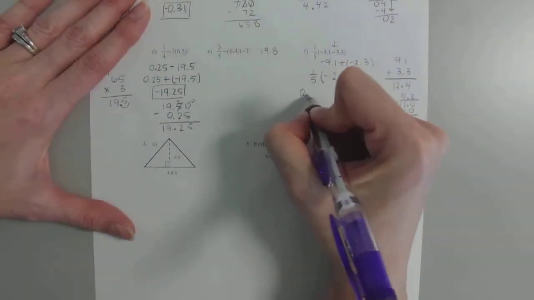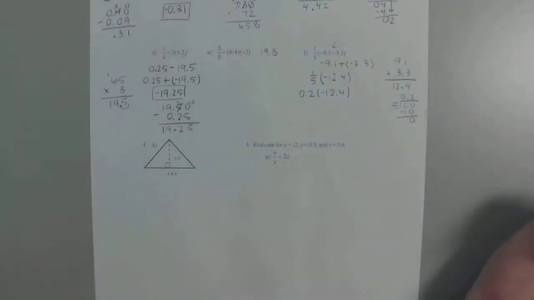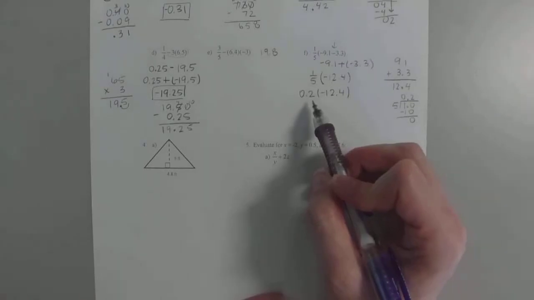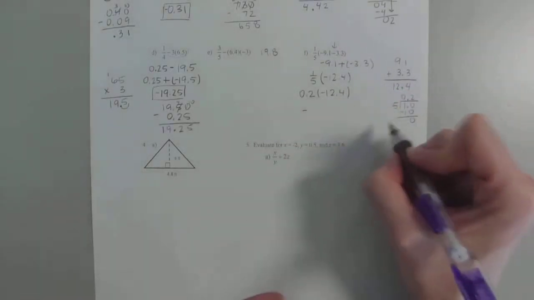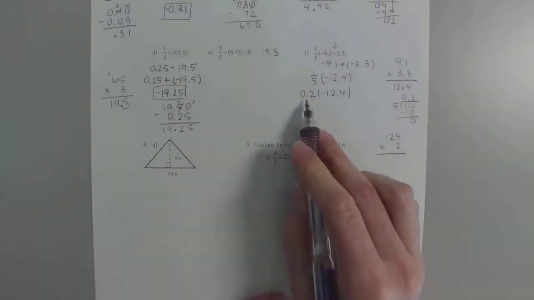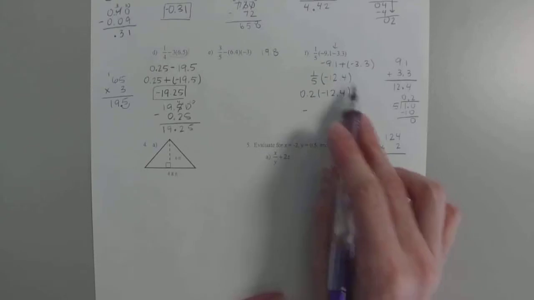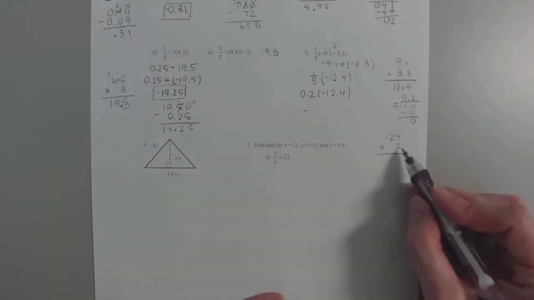So this is really 0.2 times negative 12.4. But again, we know what the sign's going to be, because what's positive times a negative? Negative. And over here, I'm just going to do 124 times 2, because when we do multiplication with decimals, we ignore the decimals till the end, right? So this is 124 times 2.